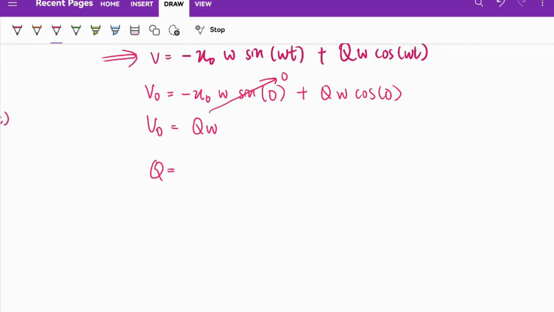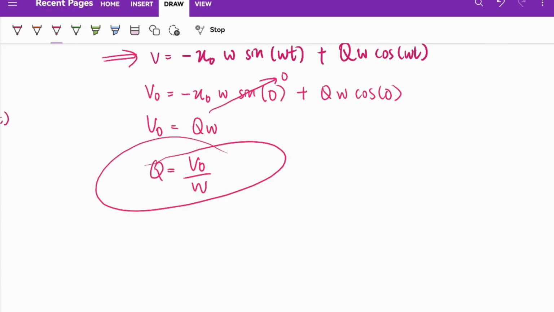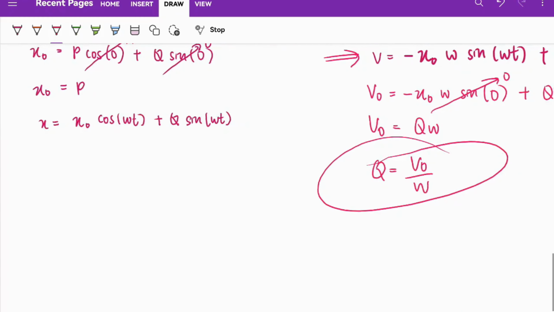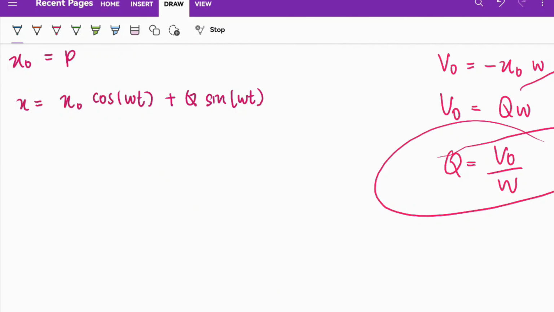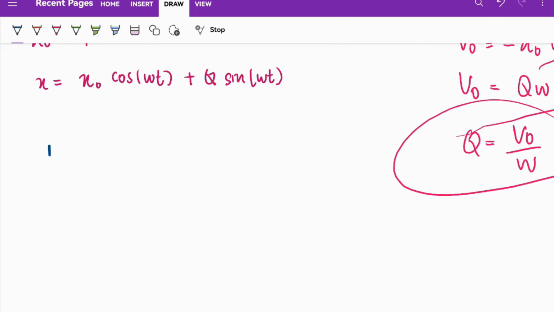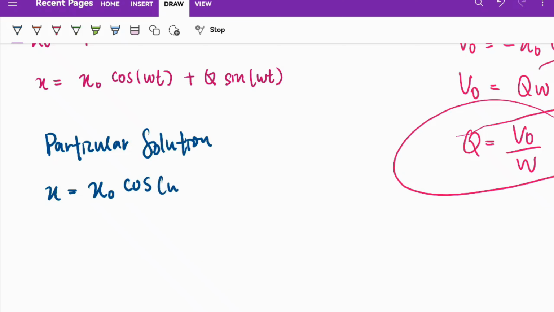Q equals v naught over omega. You got your q already. Now the final equation, basically your particular solution, is x equals x naught cos omega t plus v naught over omega sine omega t.